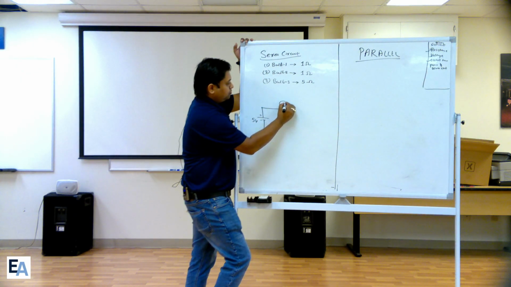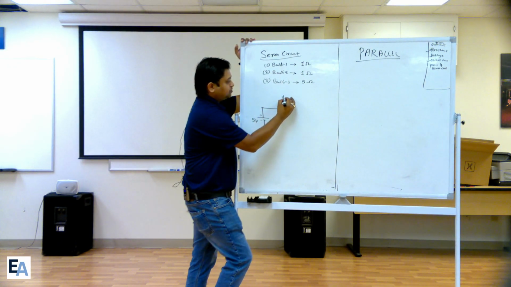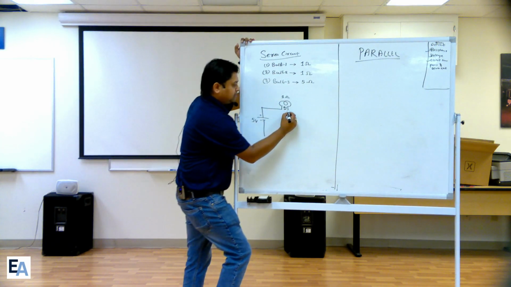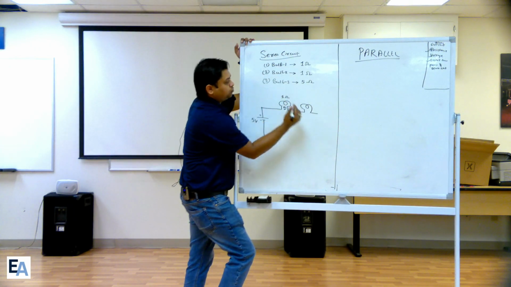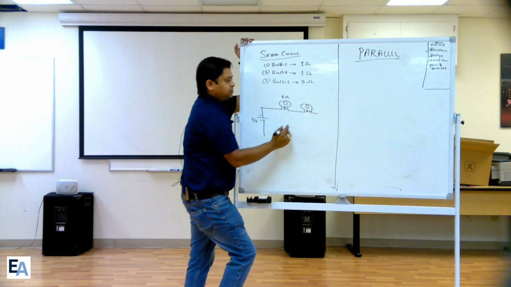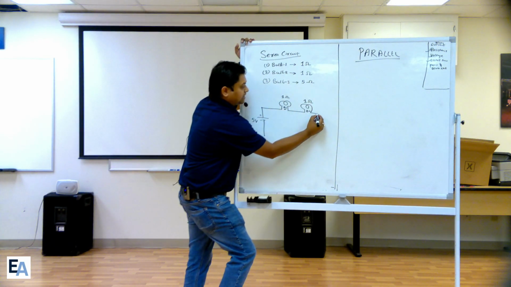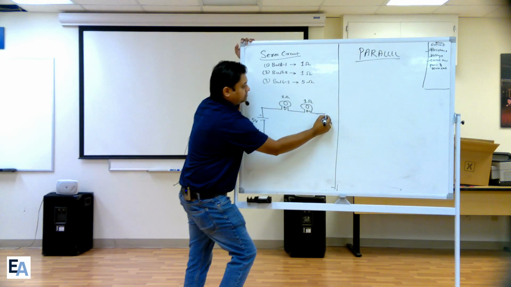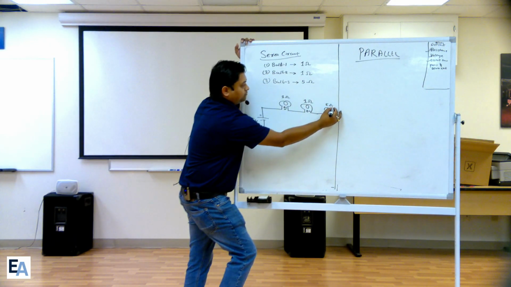Now I have connected this wire directly to bulb number 1. This is bulb number 1, so I am saying it B1. This bulb number 1 has a resistance of 1 ohm. I have connected another bulb which is bulb number 2. This is B2. It is also having a resistance of 1 ohm. I have connected another bulb which is bulb number 3. This is B3. And this is a resistance of 5 ohms.